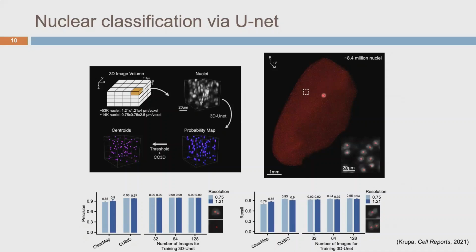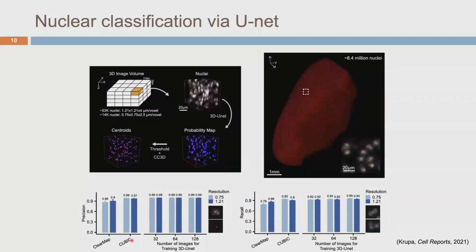So each dot represents the centroid of a nucleus. The dots can be seen here. And we compare these automated labels to independent manual labels and found them to be very accurate compared to other methods. So they were compared to two methods, ClearMap and CUBIC.